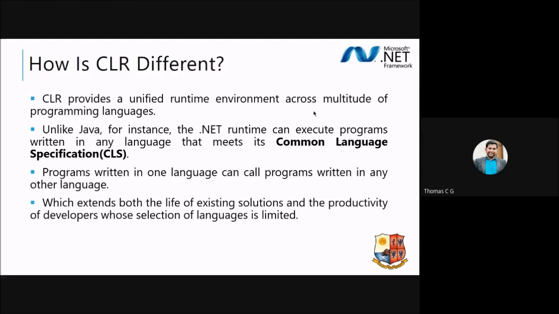This protects the life of the existing solution, as well as the productivity of developers whose selection of language is limited. This you might face later in your life. Imagine that you join as a Java developer, just as an example, and you are totally accustomed to Java. Once you are 10-15 years into the field, suddenly they say that you will have to choose a new language and start working with it, which might be difficult for people who are already at that age. So if your language selection is limited, you can still work with .NET because .NET will take care of any language which follows its specification. That's why CLR is different.